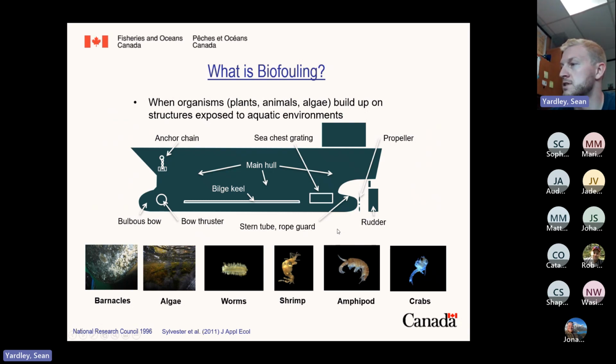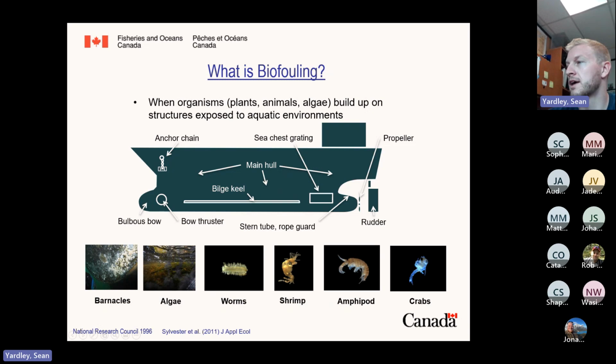What's interesting about that is different communities of organisms can attach to different areas. For example, the anchor chain has a lot of nooks and crannies and it's in and out of the water, versus something like the sea chest crate, which also has a lot of little areas that organisms can affix themselves to, but it's under the water all the time, versus something like the main hull, which is a, wouldn't say a smooth surface, but smoother surface that's often painted with anti-fouling paint. And it also experiences things like friction as water moves over the surface.